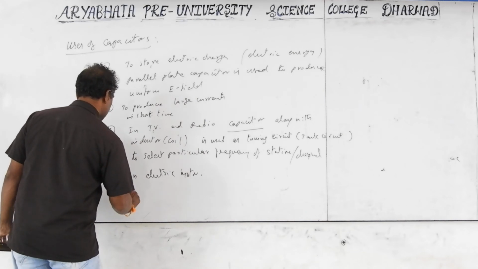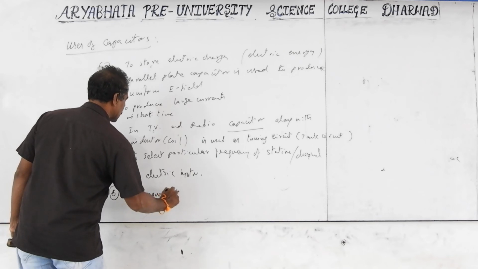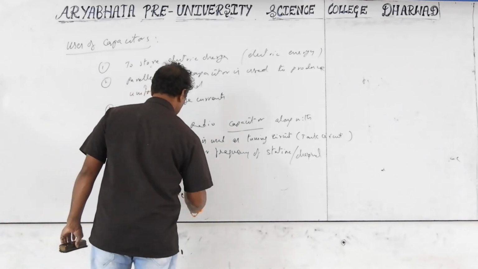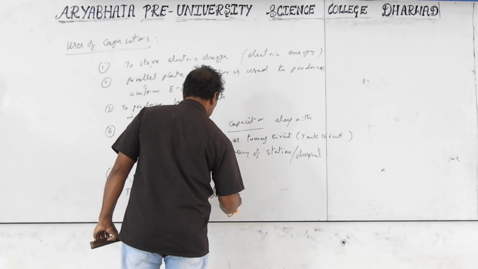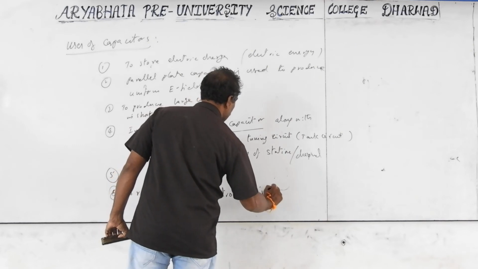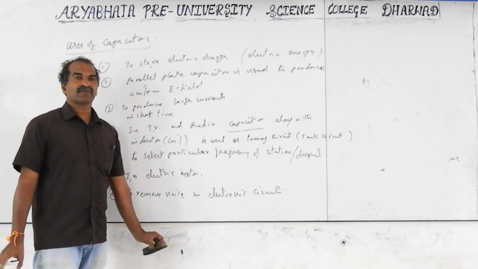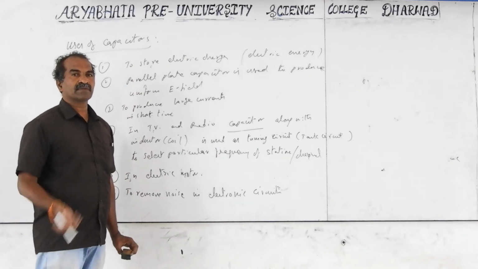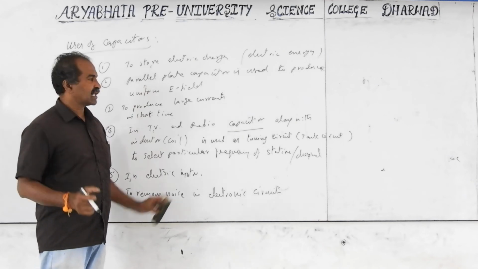They remove noise and disturbance in electronic circuits. In TV, radio, computer, calculator, capacitors are used in all these electronic circuits. Noise is disturbance. Even if noise disturbance comes in the speaker or radio component, it is suppressed or removed with capacitors.